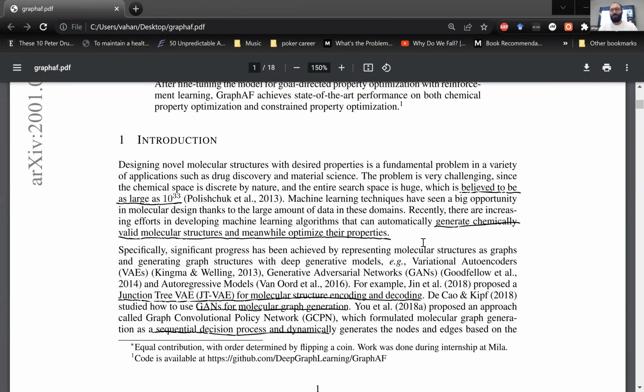Again, I'm not a biologist or chemist, but they mention heavy molecules in the database, which I guess means the large molecules. Yeah, I think so. But that's actually pretty cool, that 10 to the power 33 is really huge. So obviously we can't brute force this.